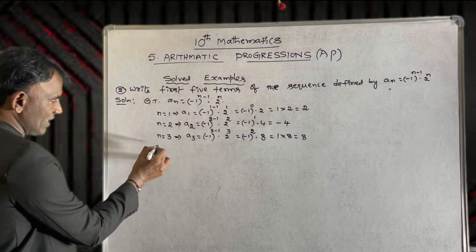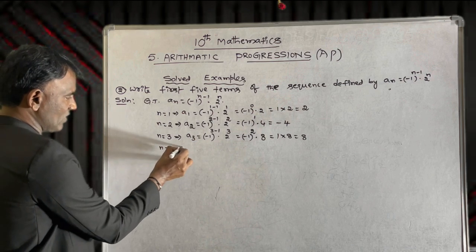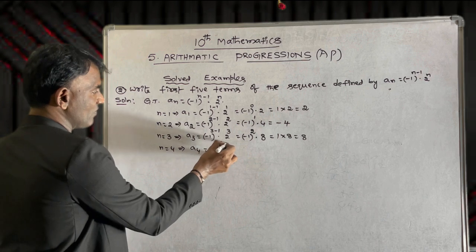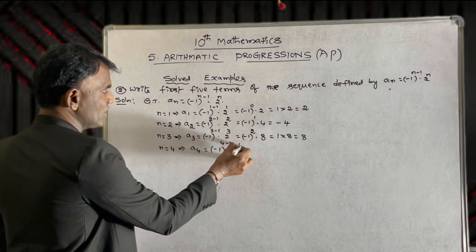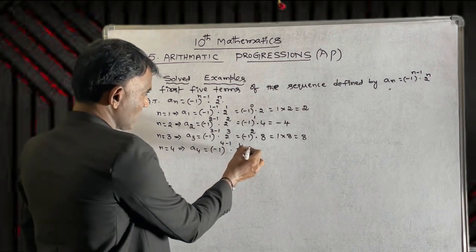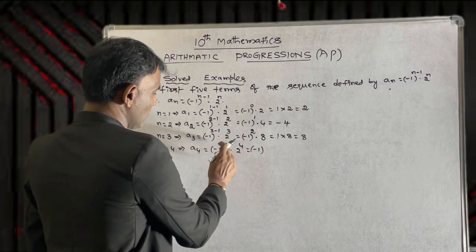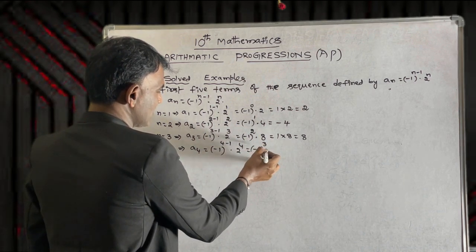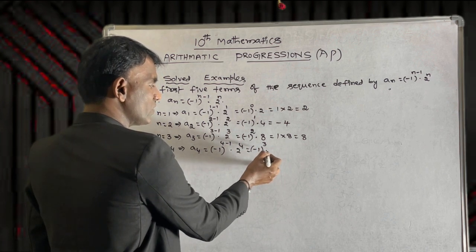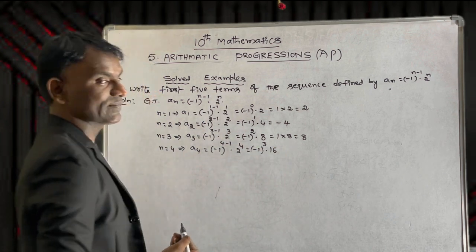And for fourth term, substitute n equal to 4. Now it is here 4. So (minus 1) whole power 4 minus 1 into 2 power 4. So (minus 1) whole power 4 minus 1 is 3, into 2 power 4. 2 into 2 into 2 into 2 means 16.